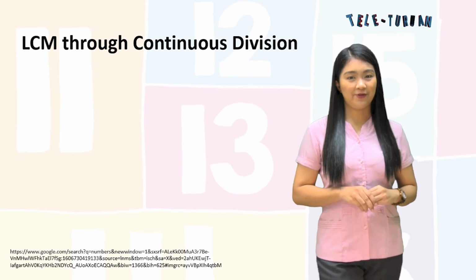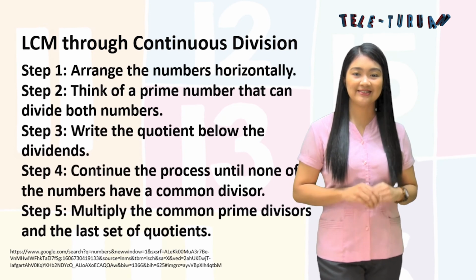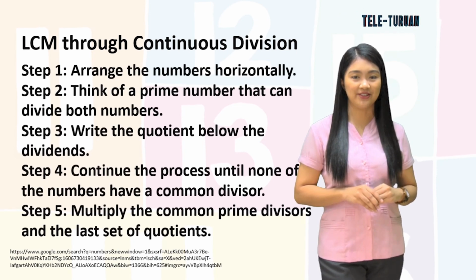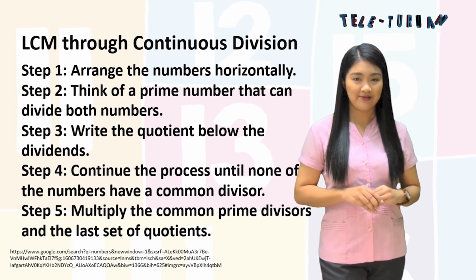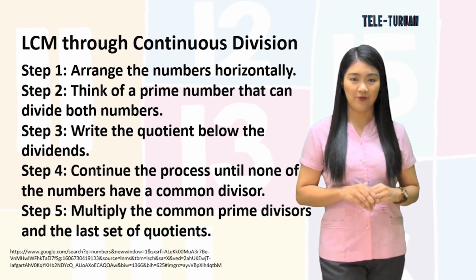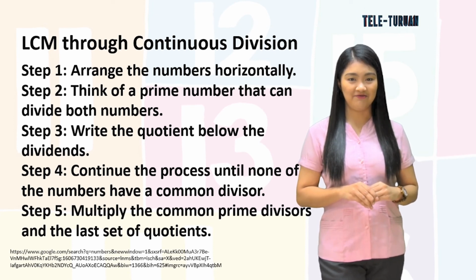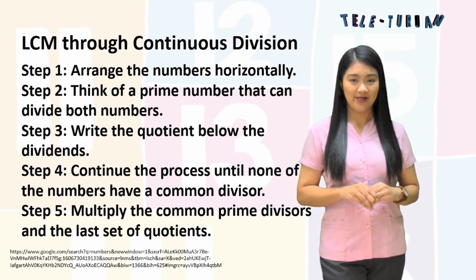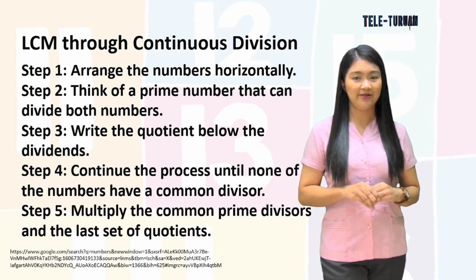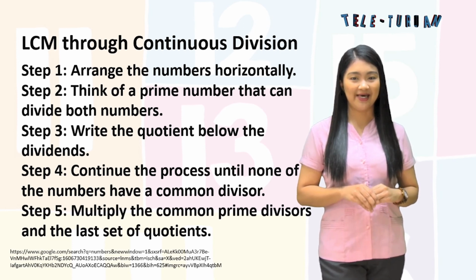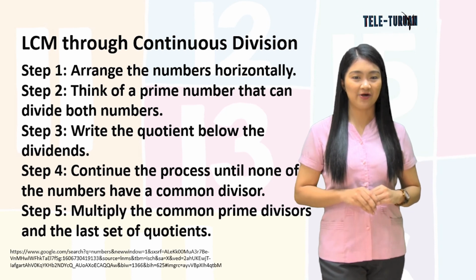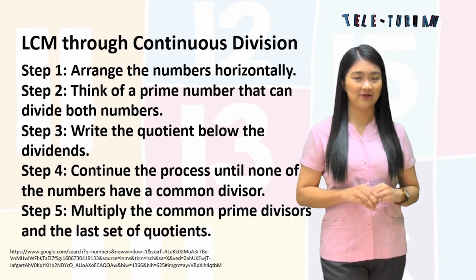Least common multiple through continuous division. Step 1, arrange the numbers horizontally. Step 2, think of a prime number that can divide both numbers. Step 3, write the quotients below the dividends. Step 4, continue the process until none of the numbers have a common divisor. And step 5, multiply the common prime divisors and the last set of quotients.